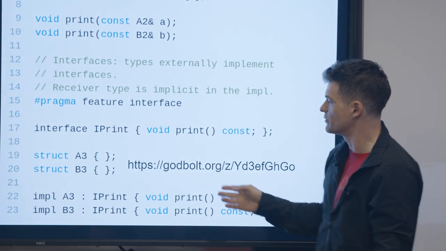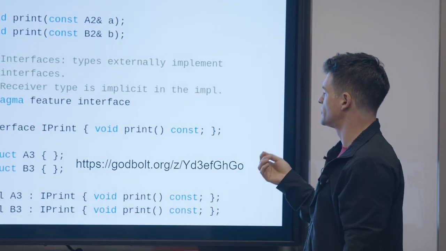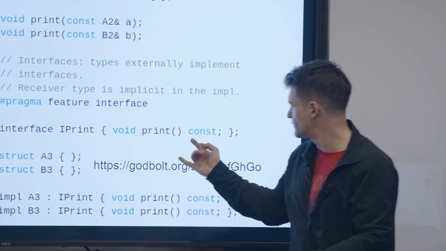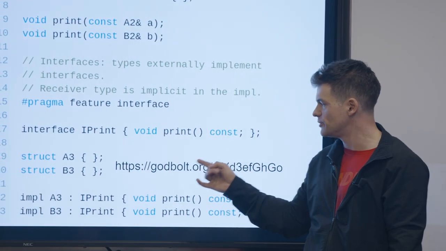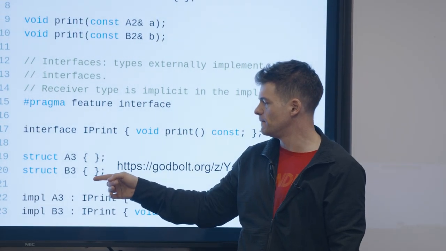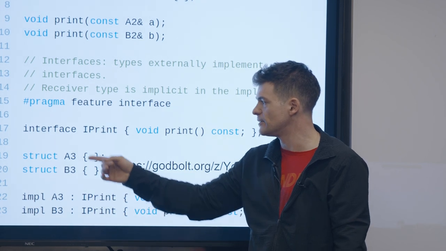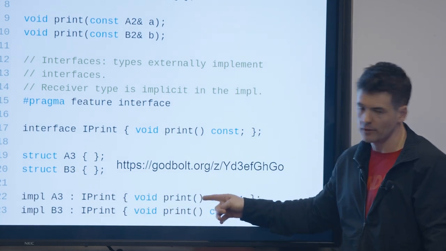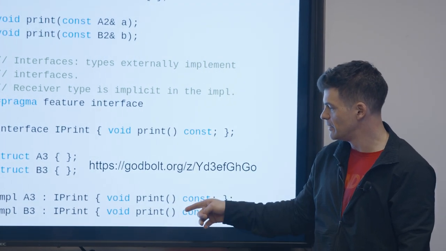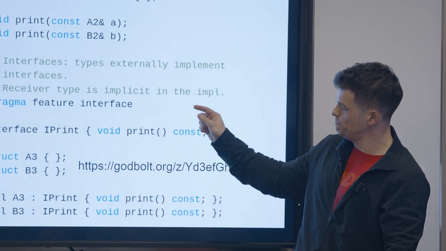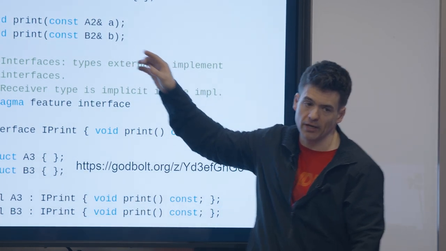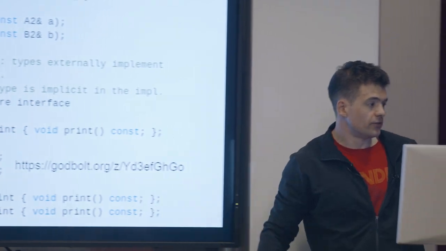And finally, interfaces, where the receiver type is implicit. I have an interface. Interface defines its requirements. You have some classes or types that are defined independently of the interface, and then you have to go and explicitly implement the interface for each type. And now I can call the interface methods as if they were member functions, but it's all external, right?